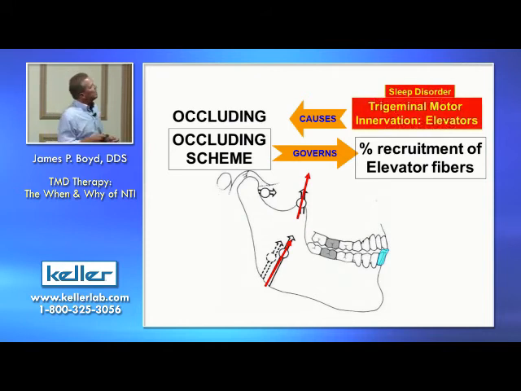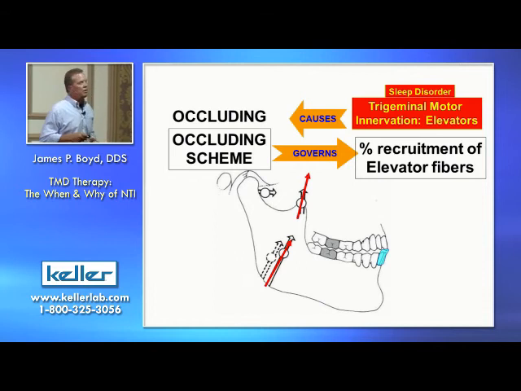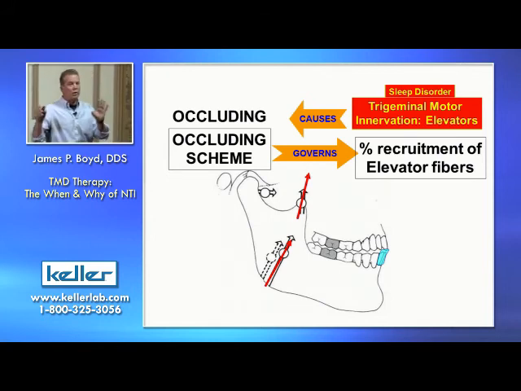A better term is trigeminal motor innervation to the elevators. I like to keep bringing it back to what this trigeminal nerve is doing, because when you think about migraine and you talk in those terms to the neurologist, they think you know what you're talking about. You might not, but it sounds better.